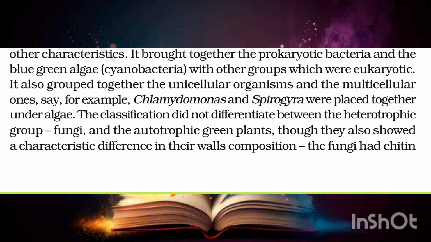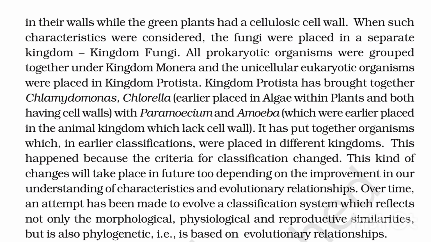It also grouped together the unicellular organisms and the multicellular ones, for example, Chlamydomonas and Spirogyra were placed together under algae. The classification did not differentiate between the heterotrophic group, fungi, and the autotrophic green plants, though they also showed a characteristic difference in their wall composition. The fungi had chitin in their walls while the green plants had a cellulosic cell wall. When such characteristics were considered, the fungi were placed in a separate kingdom, Fungi.